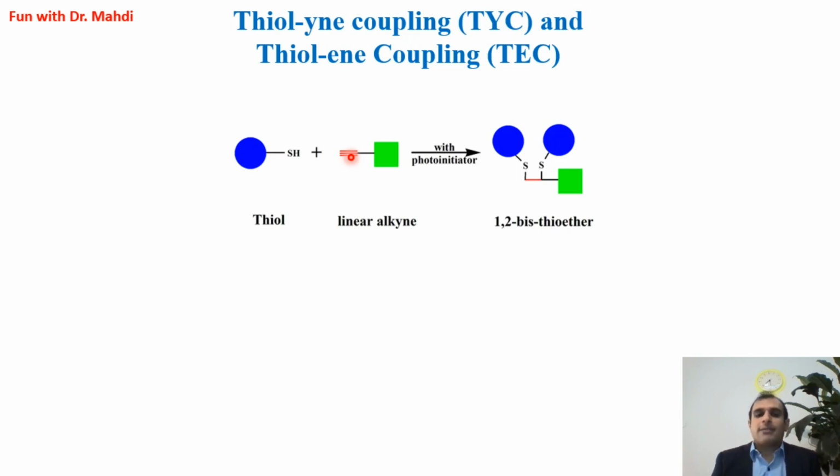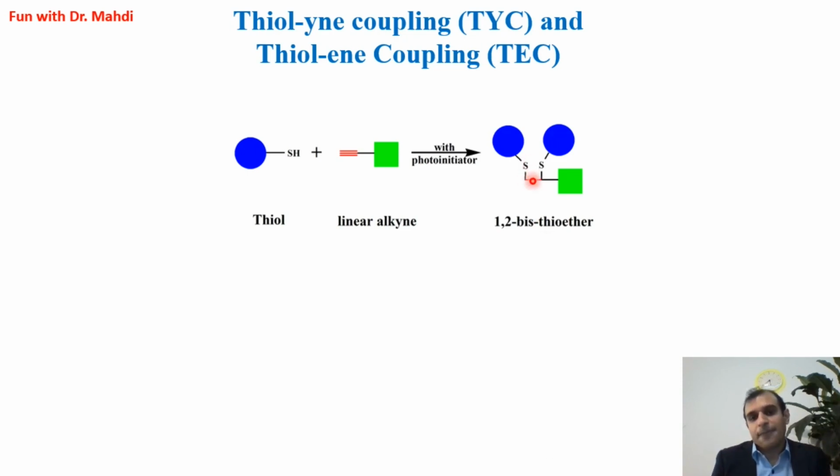First, one thiol can participate in the reaction with linear alkyne and the triple bond turns into a double bond. In the second step, a second thiol will participate in the reaction and the double bond turns into a single bond. For this type of chemical reaction, we need UV irradiation, and also we need a photoinitiator. The product will be a thioether. We call the product thioether.